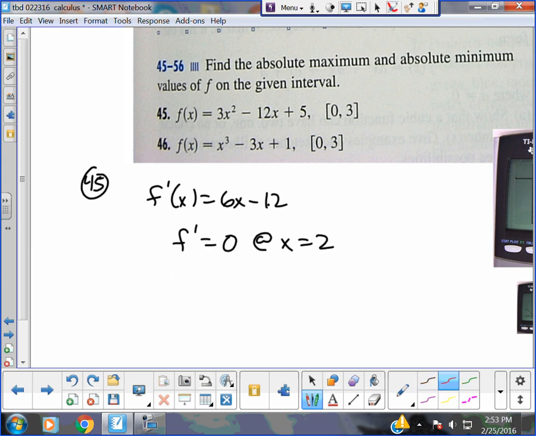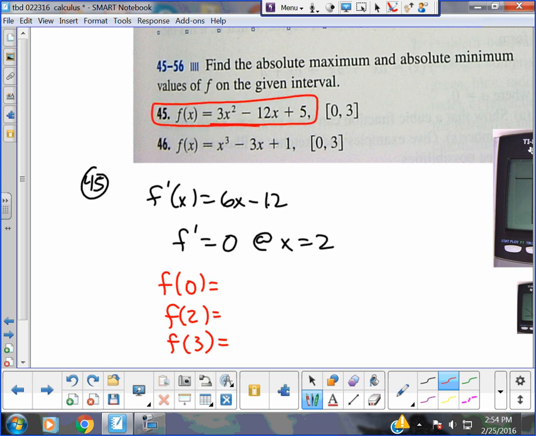So I literally just find f of 0, f of 2, and f of 3. 2 is the critical point, 0 and 3 are the endpoints. And I'm using the original function to get the values. So I get f of 0 is 5. I get f of 2 is 12 minus 24 is negative 12. It's negative 7. F of 3 is 27 minus 36, which is negative 9, so negative 4.